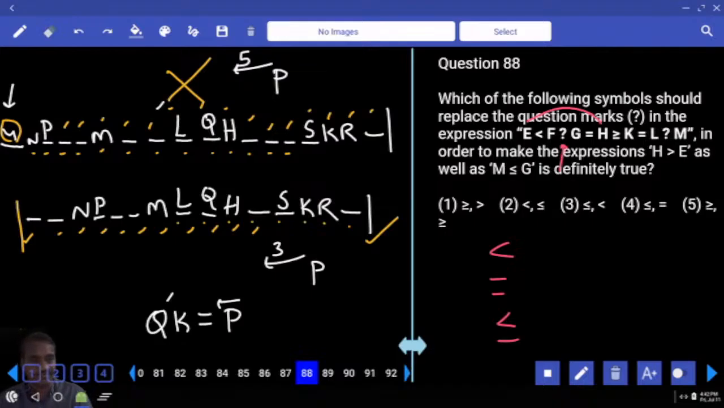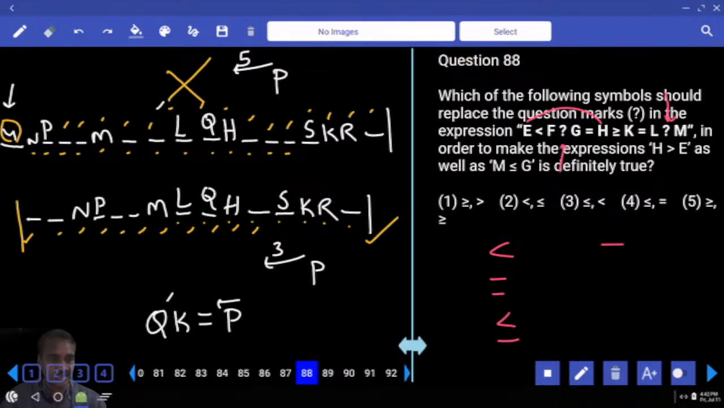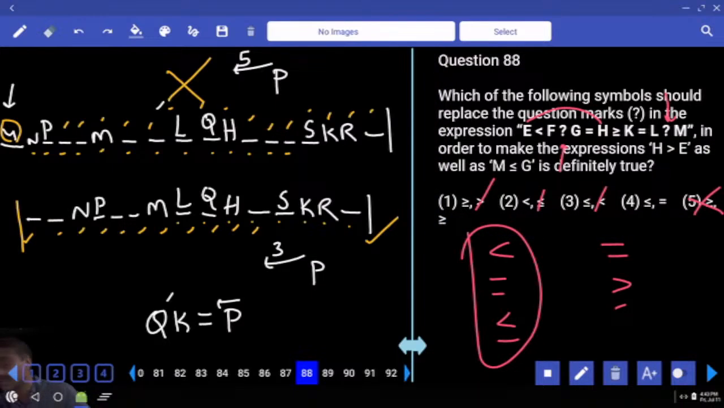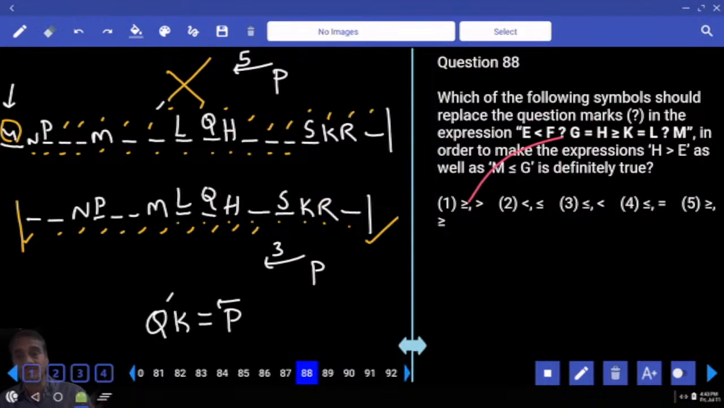Then between M and G you need to have M lesser than or equal to G, G greater than or equal to M. So what should be here? You can have either equal to or greater than or equal to. Clear? The second symbol cannot be only greater than, cannot be lesser than. You can have equal to or greater than or equal to. Choice 4 and choice 5 are valid. Now in choice 5 you cannot have the first symbol as greater than or equal to. Then what is your answer finally? Choice 4.